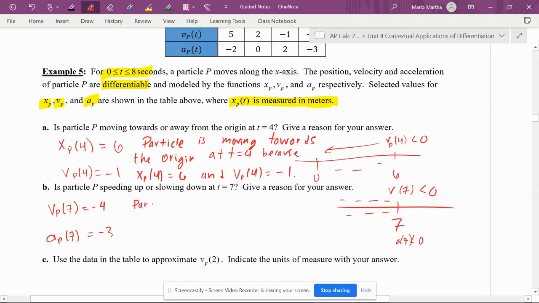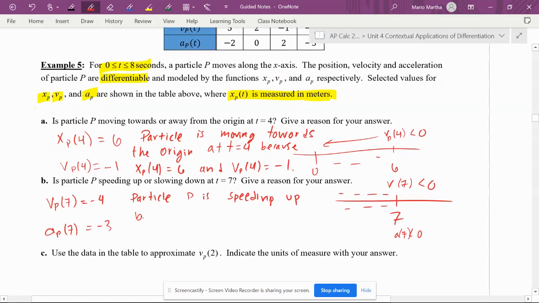Particle p is speeding up because both a sub p of t and v sub p of t are negative. Again, since both of them are negative, that means they're speeding up. If one was positive and one negative, that means it would be slowing down.